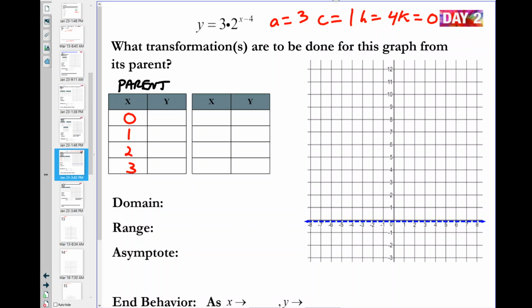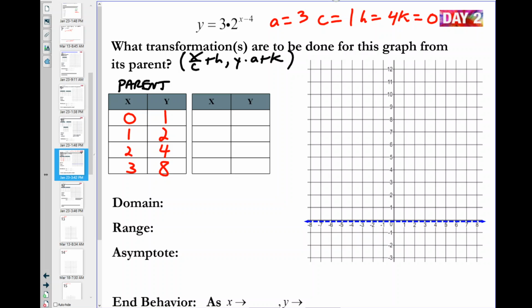All I'm doing right now to get these starting points is taking 2 to the x power. What is anything to the 0 power? 1. What is any number to the first power? Itself. 2 squared is? 2 to the third is? So these are going to be our starting points, and we're going to transform these according to the formula that I gave you yesterday, and I have given you also in the past, and I'll be nice and write it again. It's going to be x divided by c plus h, y times a plus k.